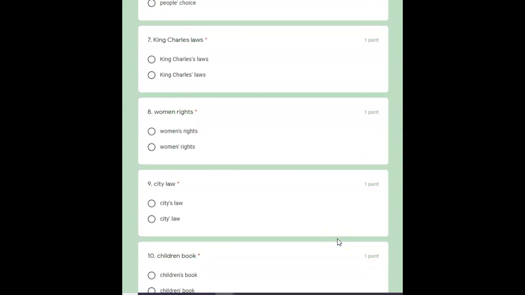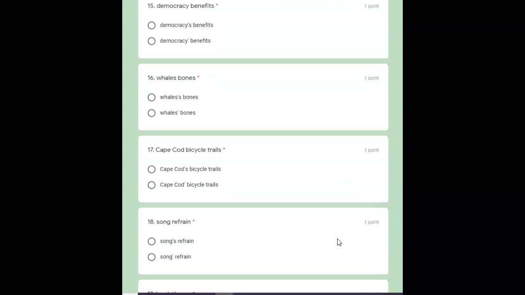Let's do another one toward the bottom here. Let's do 16. Whale's bones. Whales. Is that one thing or more than one thing? More than one thing. That's plural. Does it end with an S? Yes. This is the one where it's just an apostrophe. 17. Cape Cod bicycle trails. Cape Cod is a place in Maine. So it's one place. Does it end with an S? No. So everything is an apostrophe S. Cape Cod's.